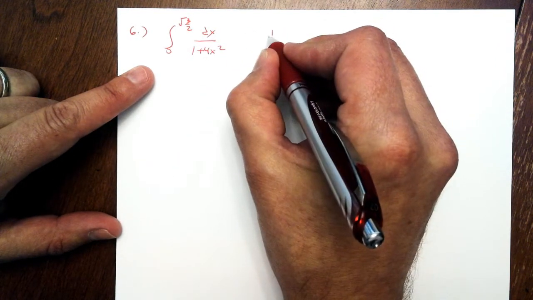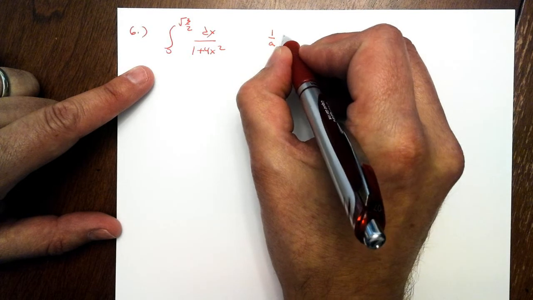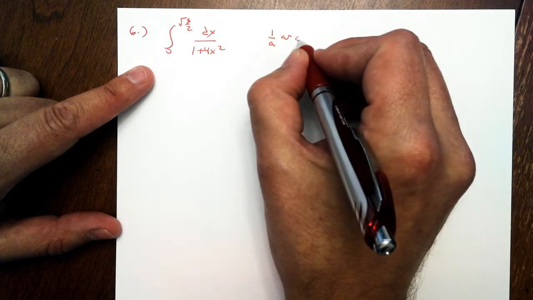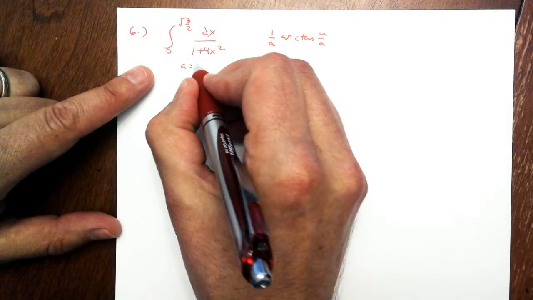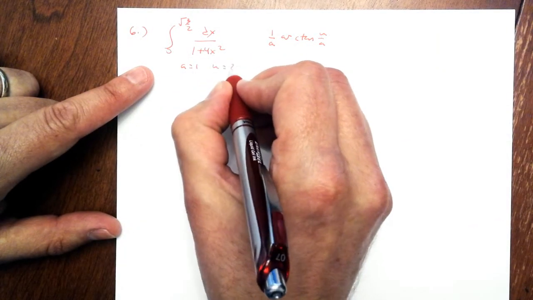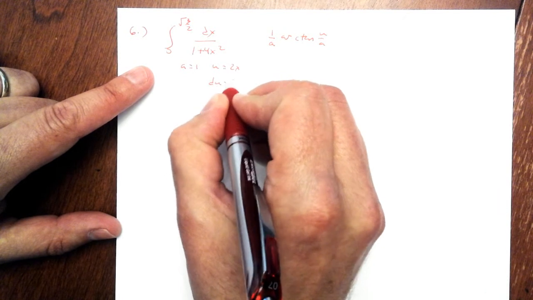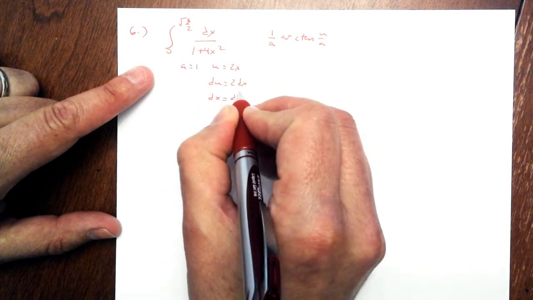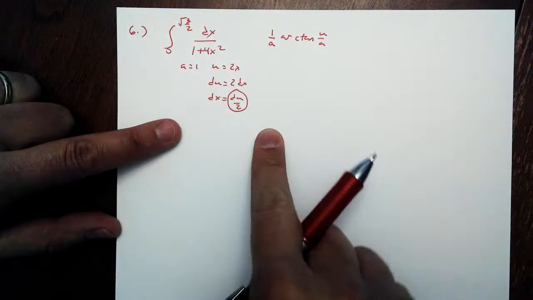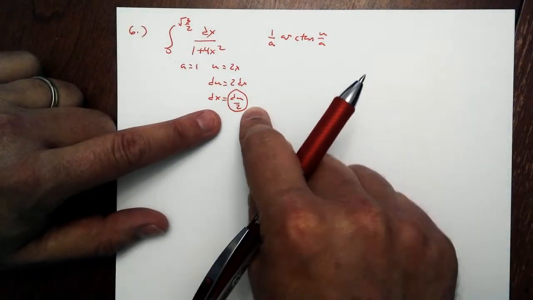Now you might recognize this as your arc tangent, which we should. This becomes 1 over a arc tangent u over a. So a is pretty easy; it's just 1. My u is this 2x, so my du is of course 2 dx. That gives me dx is du over 2. This is the most important part because it's telling me I have to divide my final answer by 2.